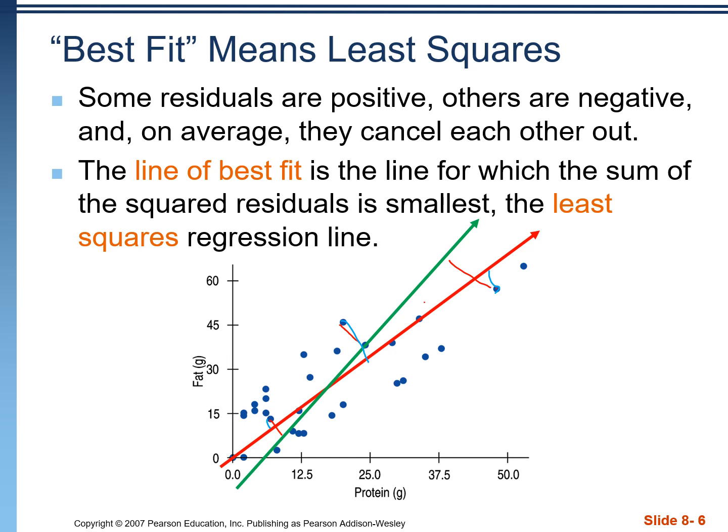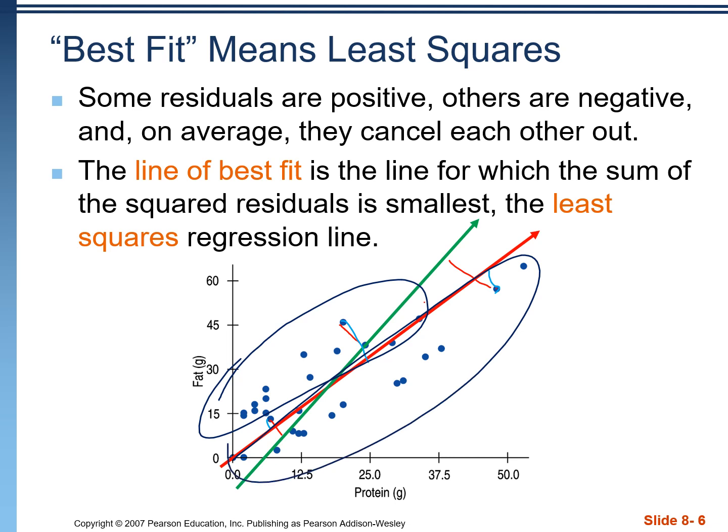Now, another thing to note is that we always have some points above the line, some points below the line. Some residuals are positive, some are negative. If we were just to take them and add them together, they're going to cancel each other out. We're going to end up with an average of 0. So instead, what we have to do is we have to square them all first.